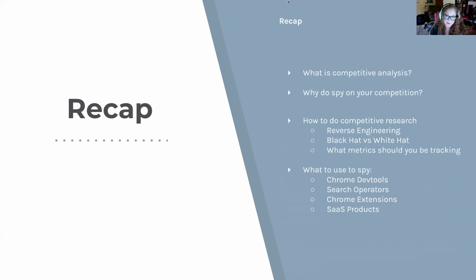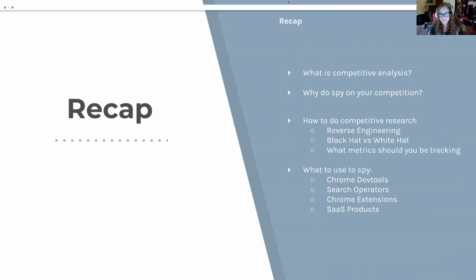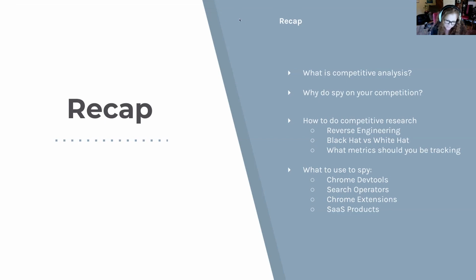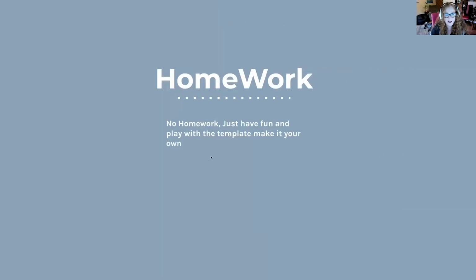Quick recap before we go have some fun. Okay, we did what is a competitive analysis and why do we do it? We talked about how we reverse engineer. We talked about what metrics we should be tracking. And we talked about our spying tools. Your homework, just to have fun, is to play with the template and make it your own. Remember, templates are adjustable to your business and how you want to run things. I'm going to get you to get the Legacy Chrome extension, and I want you to look at one of your competitors' digital assets.